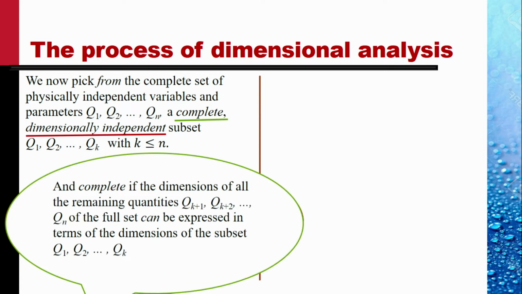Complete: the subset is complete if the dimensions of all the remaining quantities Qk+1, Qk+2, to Qn, that is, beyond Qk, of the full set can be expressed in terms of the dimensions of the subset Q1, Q2, to Qk only.